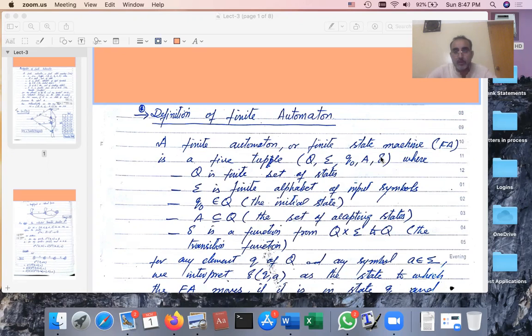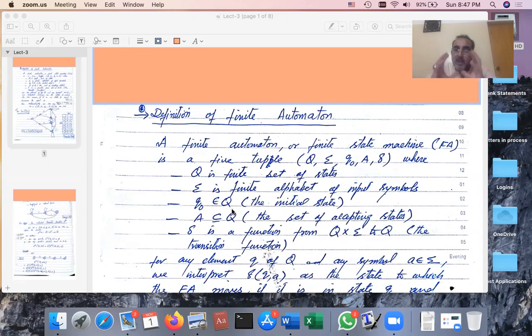And then Q0 is the initial state of the FA, and as it is an initial state, it means that it is part of the bigger set, which is capital Q, because it is the total set of states for the FA. So this Q0 is part of that bigger set Q. That's why it is written here as Q0 belongs to capital Q. Q0 is the initial state again.